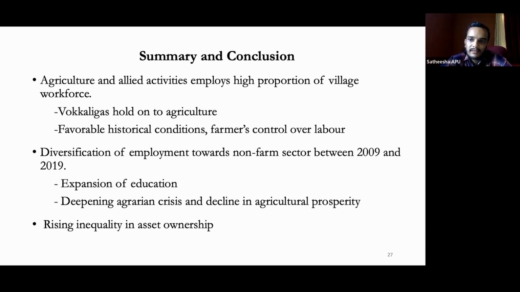But in the recent period, we have seen some signals of diversification towards the non-farm sector. Major factors could be expansion of education, proximity to towns, and the deepening agrarian crisis like payment delay and shortage of water. These all might have contributed to the movement of workers, particularly the younger workforce, out of agriculture. And we have also seen that Vokkaliga are able to secure better paying jobs. All these changes are also associated with rising inequality in asset ownership in Alabujanahalli. Thank you.